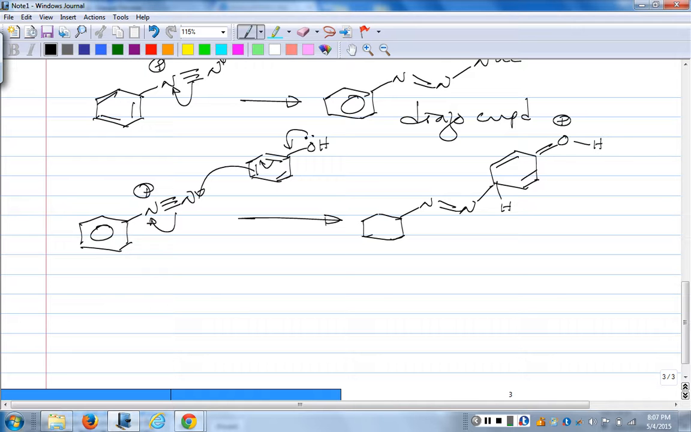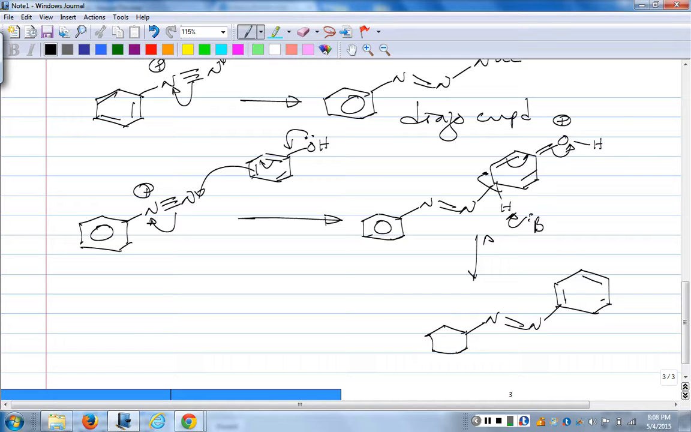Okay, this intermediate, then some base will come in, pull off the proton, and what we get is our final product. This product is interesting because obviously in this step this is a re-aromatization, right?